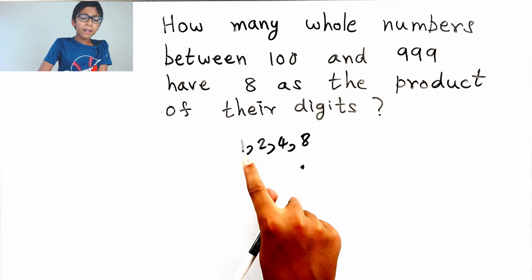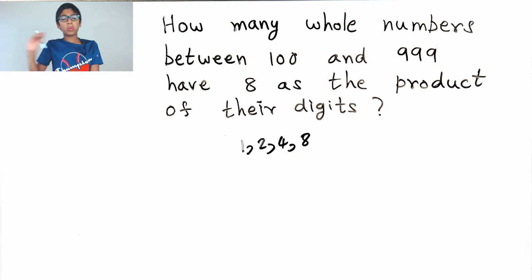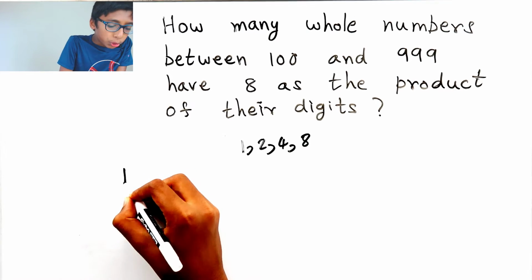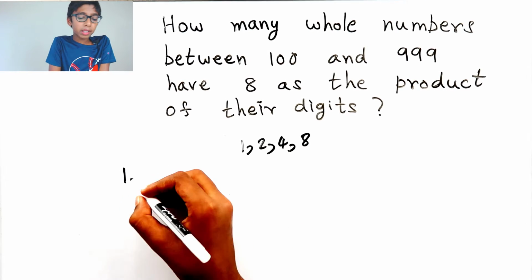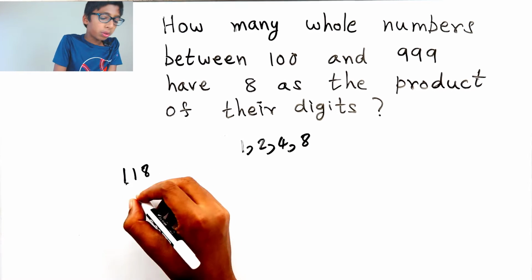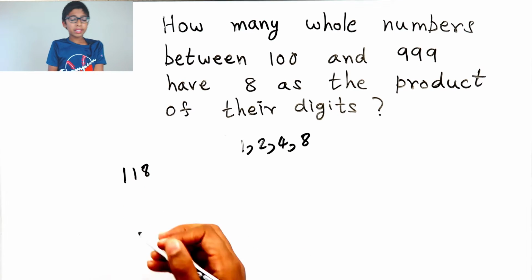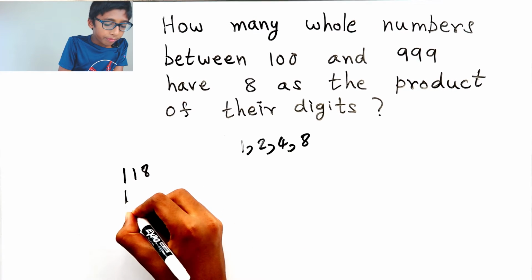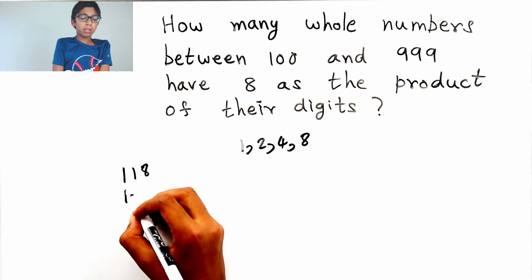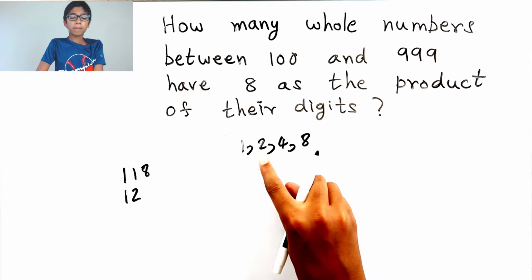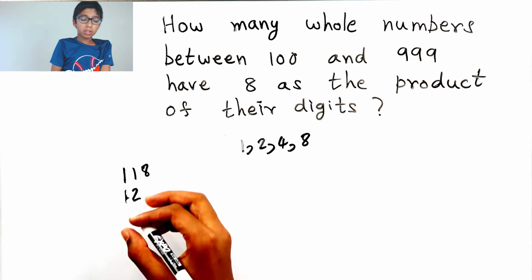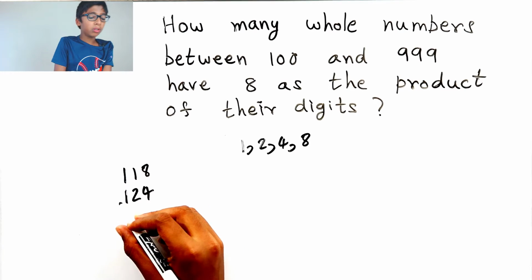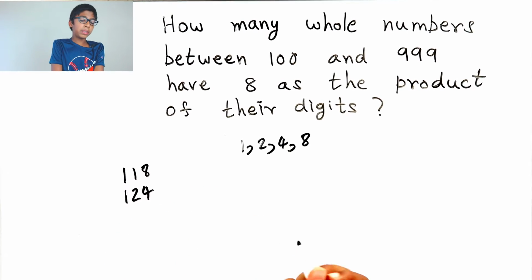So 1, right? That means we need to start with 100. So 100. We can do 1, and then let's try 1 again, and then 8. If we multiply, it's 8. Now let's try with 100 again, and now let's go with 2. 2, and then 2 times 4 is 8. So 1 times 2 is 2, 2 times 4 is 8.